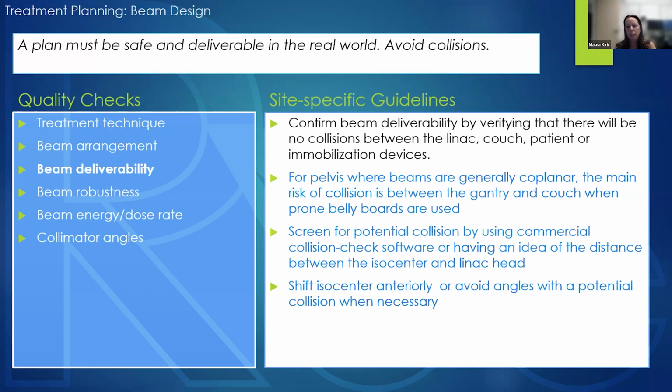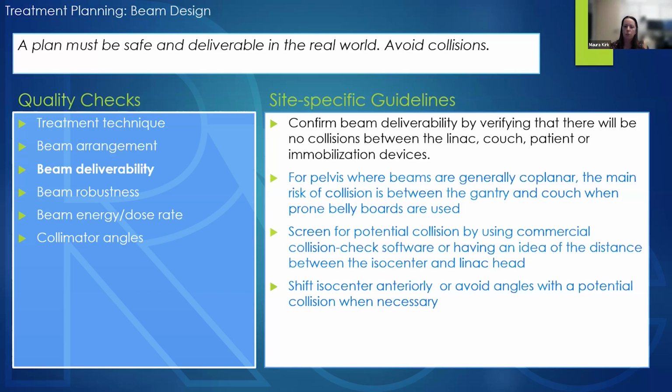You want to screen for potential collision in whatever way that you have available to you. There are some fancy commercial collision check software, or if you just have a rough idea of the distance between isocenter and your linac head to know when it's something that you need to look out for, you can just take that measurement.